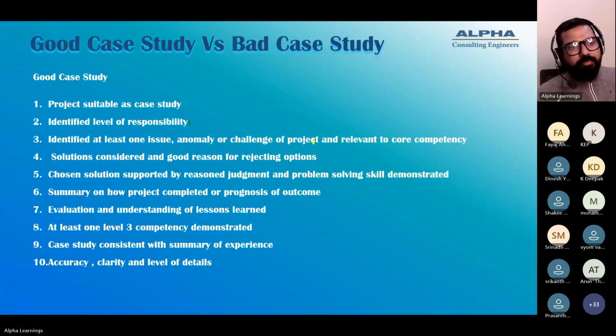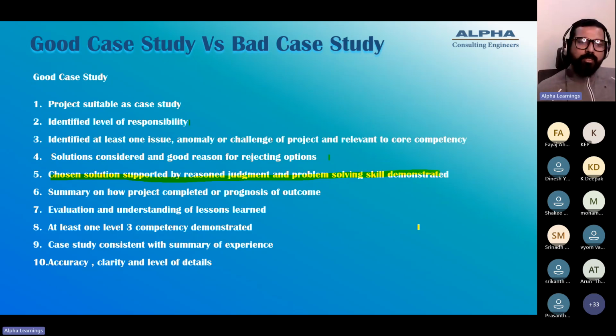So, solutions considered and good reasons for rejecting options. Whether you have considered some options, whether you have given good reasons to reject the options, whether the chosen solution is supported by a reasoned judgment. Have you given a reasoned judgment for selecting a particular option? Then a summary of how the project was completed. This is the part of the outcome, and whether you have mentioned it in your case study or not will be checked.